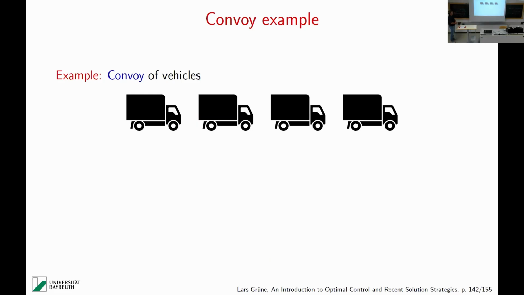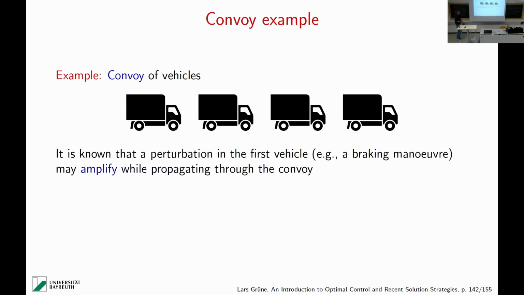That's a convoy of vehicles, say trucks. What is known is that if you control them and each of them tries to keep a distance from the car before, then it may happen that if you have a perturbation in the first vehicle, say this guy has to brake, then it may really amplify. So it's a very nice student exercise. You can write down the differential equations easily, and they should determine some rule how a car should behave.